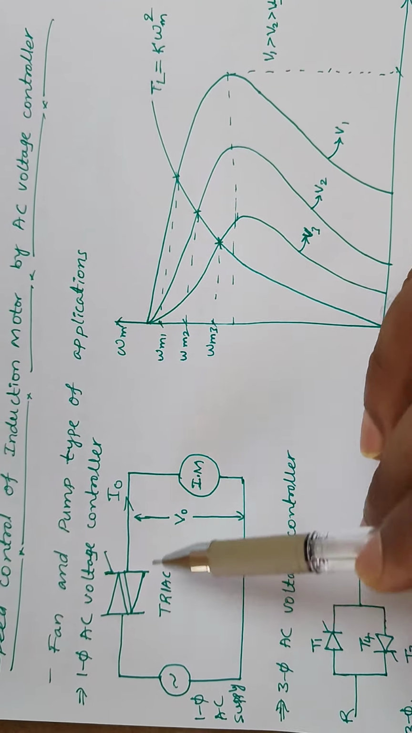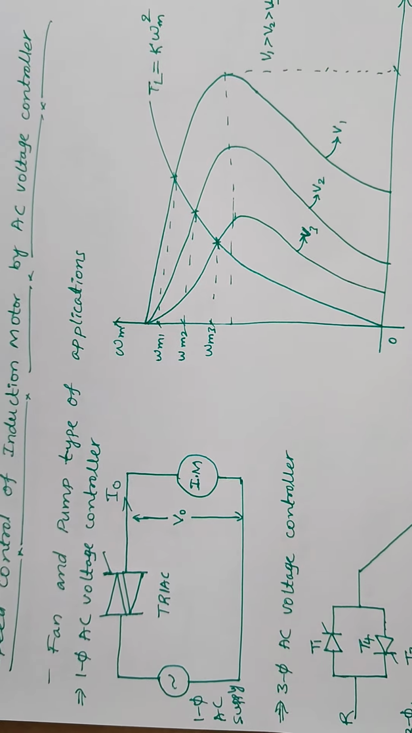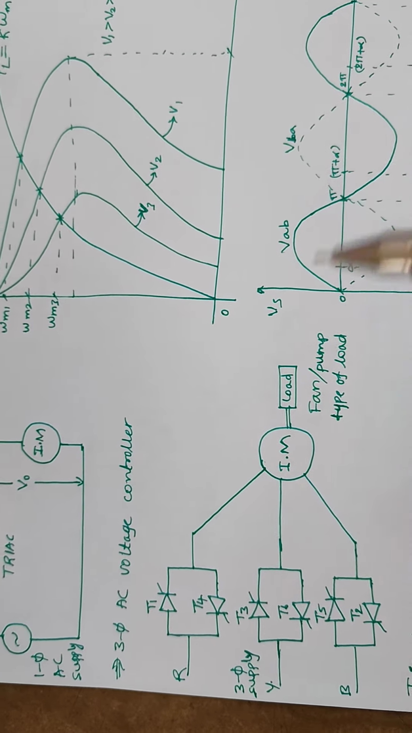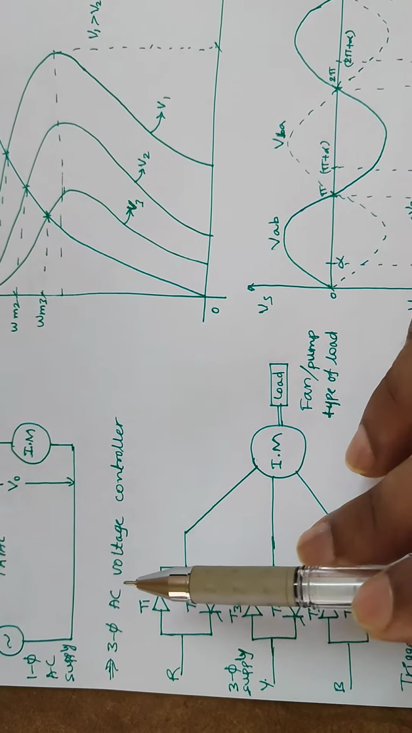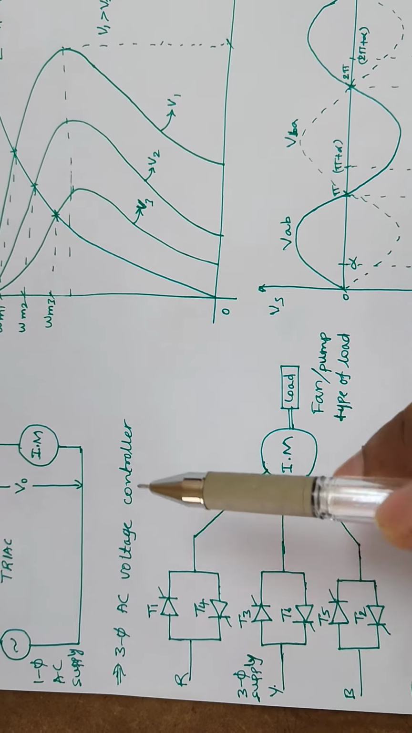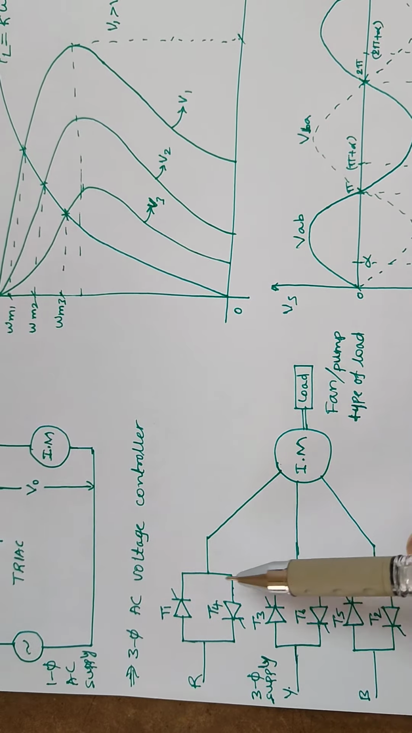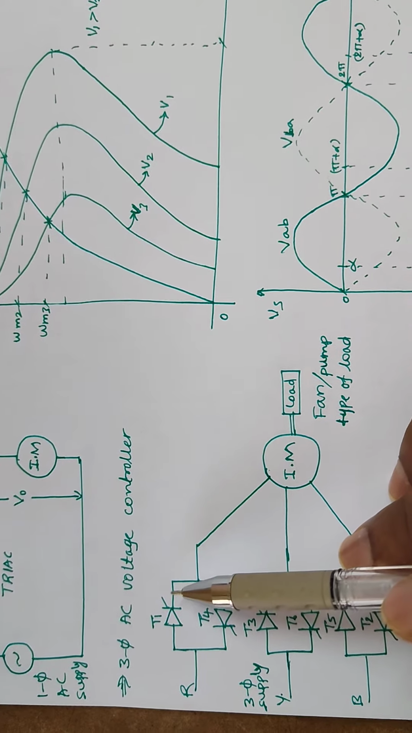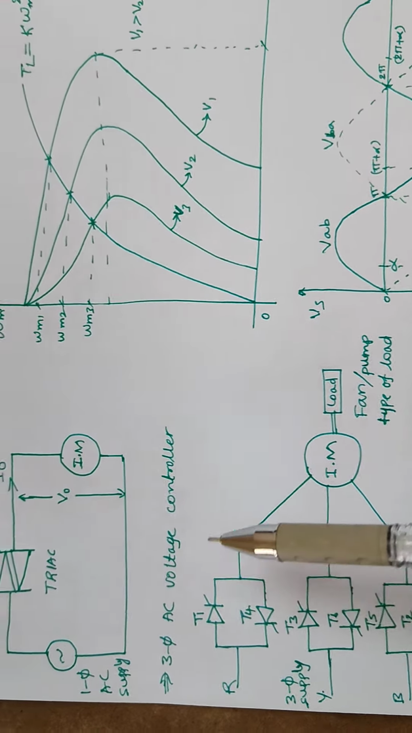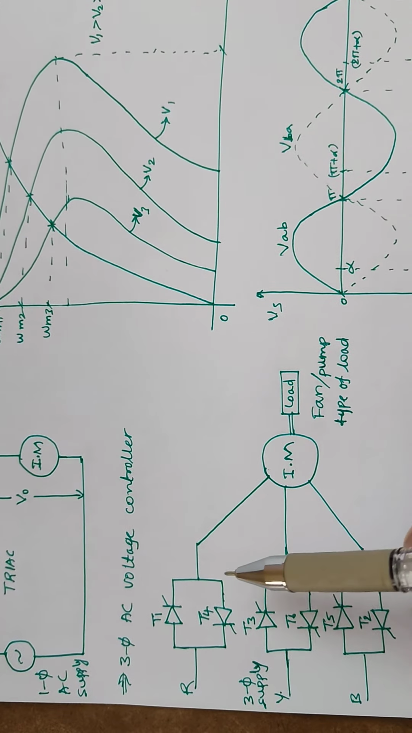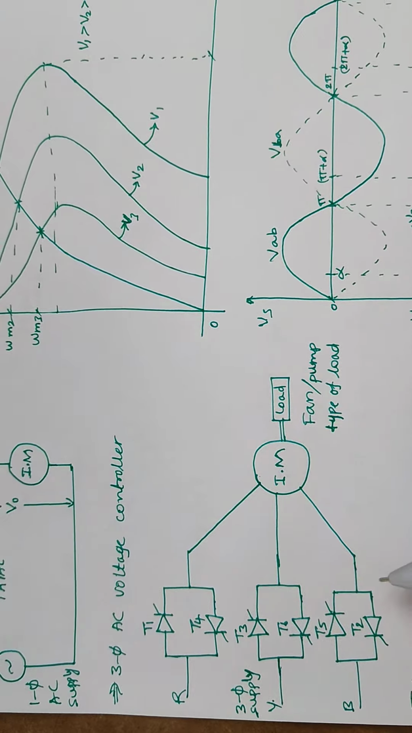So this is for low power applications. If you want to use the same AC voltage controller for high power applications, we need to go for 3-phase AC voltage controller where we'll use individual thyristors in back-to-back connections, because individual thyristors have high power capability. Here triac has some limitations in power capability. That's why we'll go for 6 thyristors.